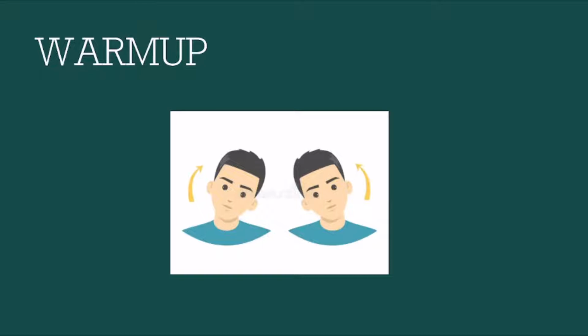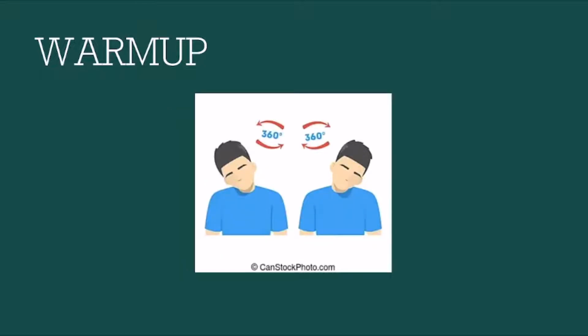So, I want you guys to tilt your head to the right first. 5 seconds. One, two, three, 4, 5. Next, 5 seconds on the left side. One, 2, 3, 4, 5. Next warm up is doing a 360-degree twist. Do a circular motion for 5 seconds. One, 2, 3, 4, 5.